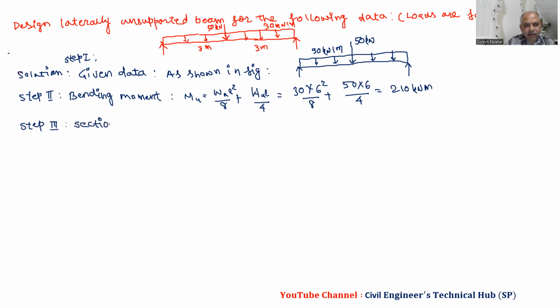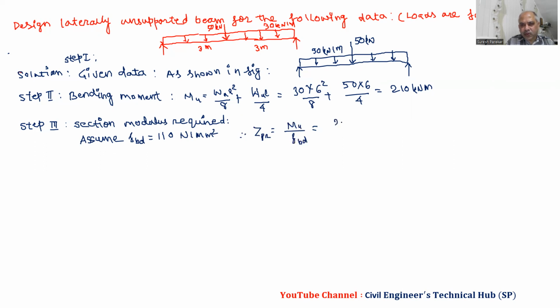Section modulus required. So we have to assume FBD. For the 6 meter span we have seen, we have assumed FBD 110. Therefore ZP required is Mu upon FBD. Mu we have 210 into 10 raised to 6, FBD we have 110. And the required value of ZP comes 1909.09 into 10 raised to 3 millimeter cube.